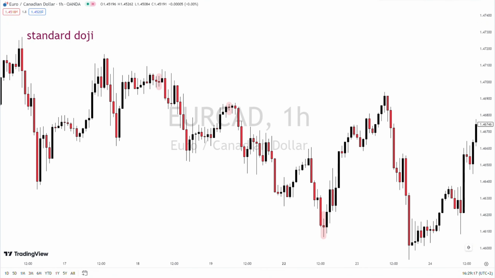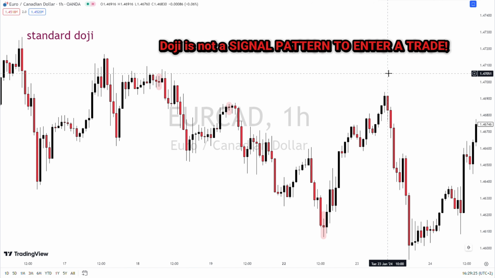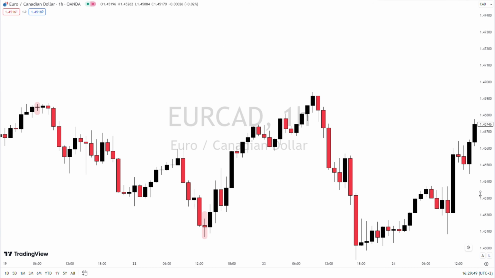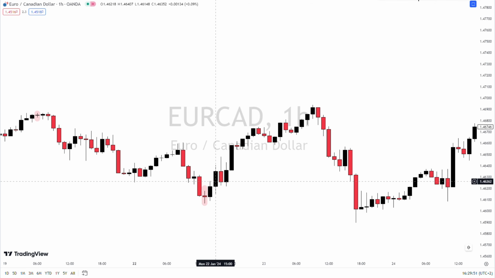Here we are on the EURCAD chart and I'll show you some doji examples here. But remember, the doji candle can never be a signal to enter a trade by itself, and you always need other factors and indicators to confirm that trade. Here we have a star doji or standard doji. Here is another one, and here we have another one, but this is different from the others. This is the morning star pattern. If you haven't watched that video yet, I will put the card on the top right corner.